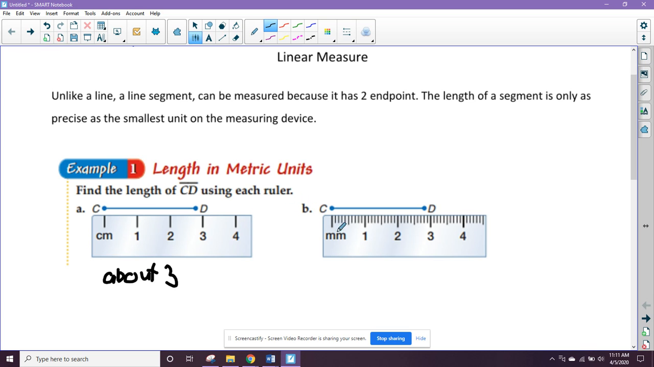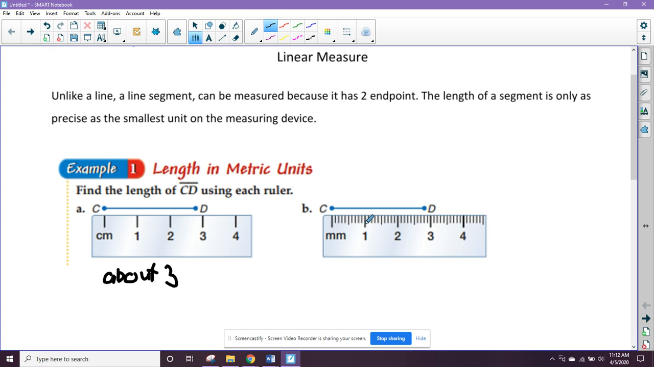Now B. If you look at this ruler compared to our first ruler, the larger numbers, the ticks, all match up. So this is a centimeter ruler, but it also gives us smaller tick marks. These smaller tick marks are our millimeters. So we're going to be measuring in millimeters. There are 10 little dashes in between each centimeter here. So there's 10 millimeters in 1 centimeter.